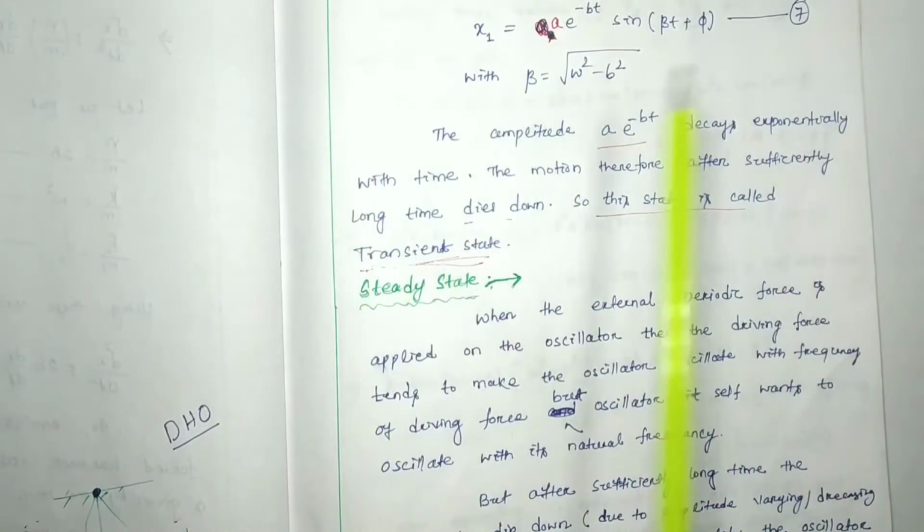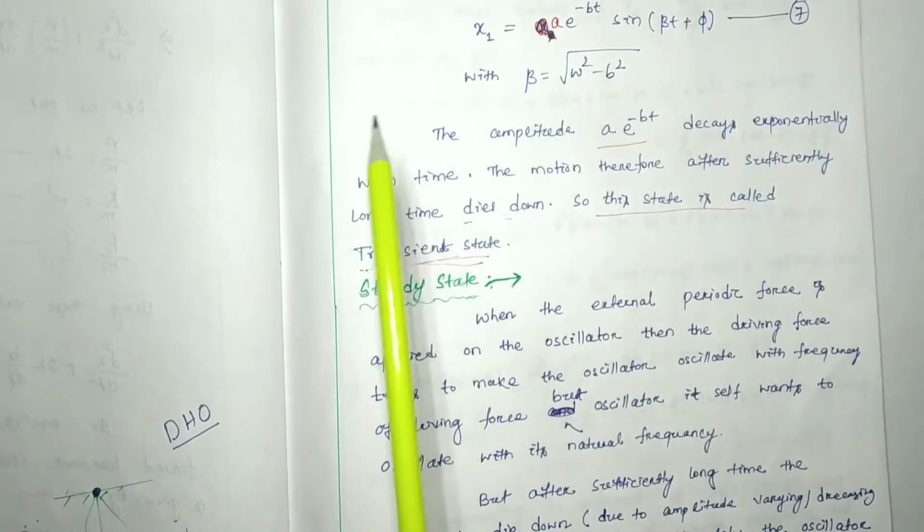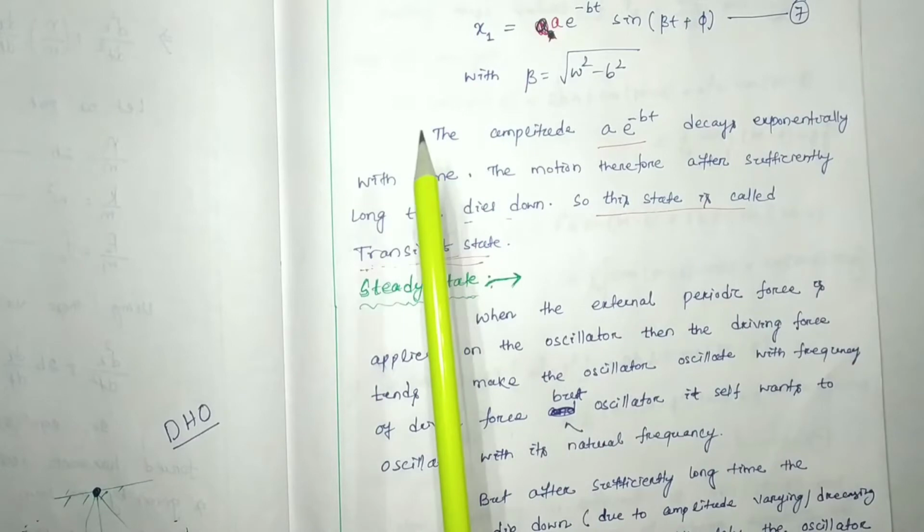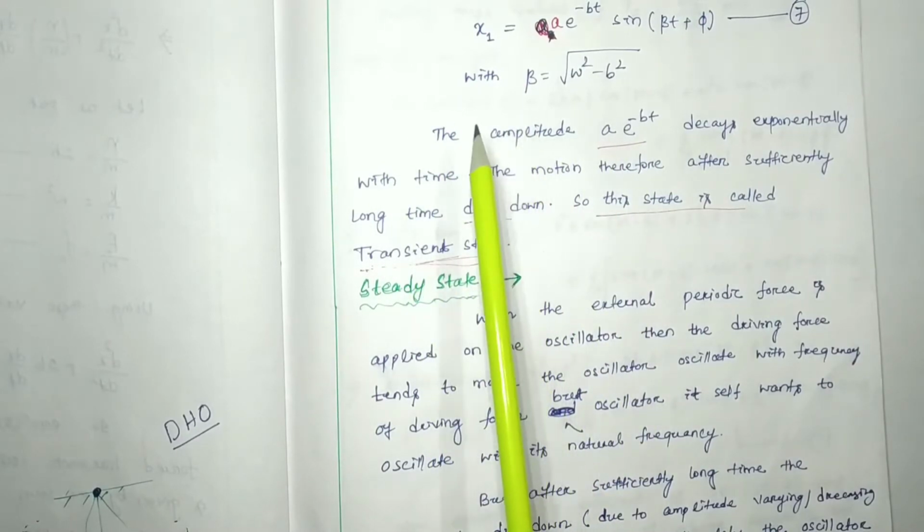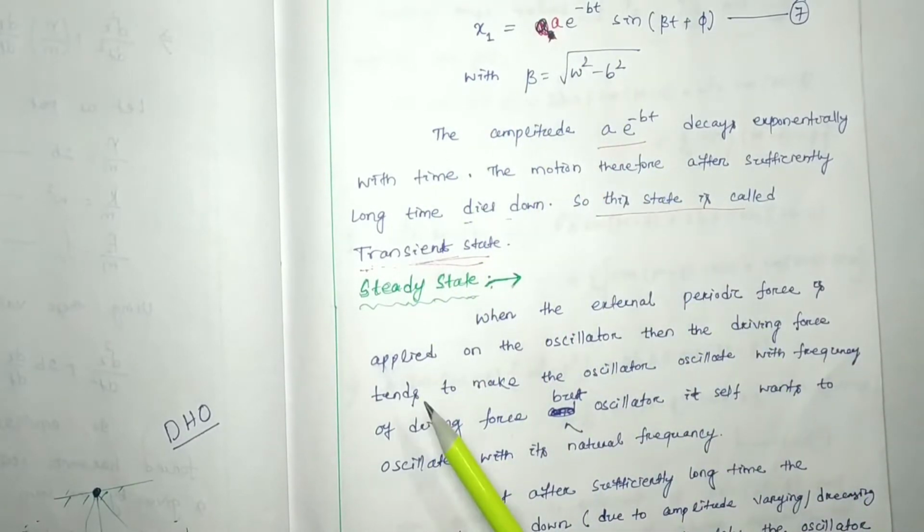One is this oscillating state. If this oscillation dies down, it tends to another state, that means the rest state. So that state is nothing but your transient state.